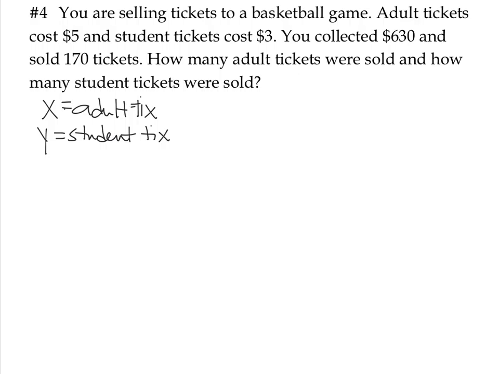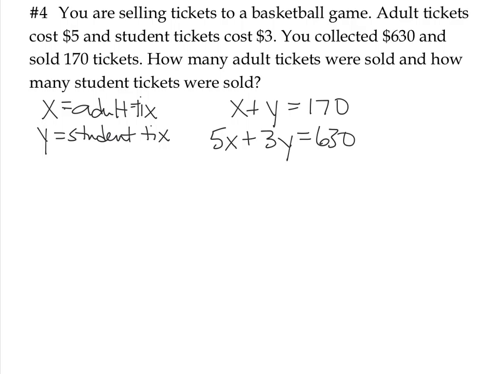Okay? So the two things we know are, one, we sold 170 tickets. So that means if we have x plus y, we're going to get 170. Or we add up the number of tickets for adults, the number of tickets for students, and it should come out to 170. The second equation we want to write is based on the amount of money. That's going to be a 5x, because it's $5 for every adult ticket plus $3 for every student ticket equals 630 total dollars. Okay? So one equation based on the number of tickets, x plus y equals 170. Another based on the amount of money, 5x plus 3y equals 630.